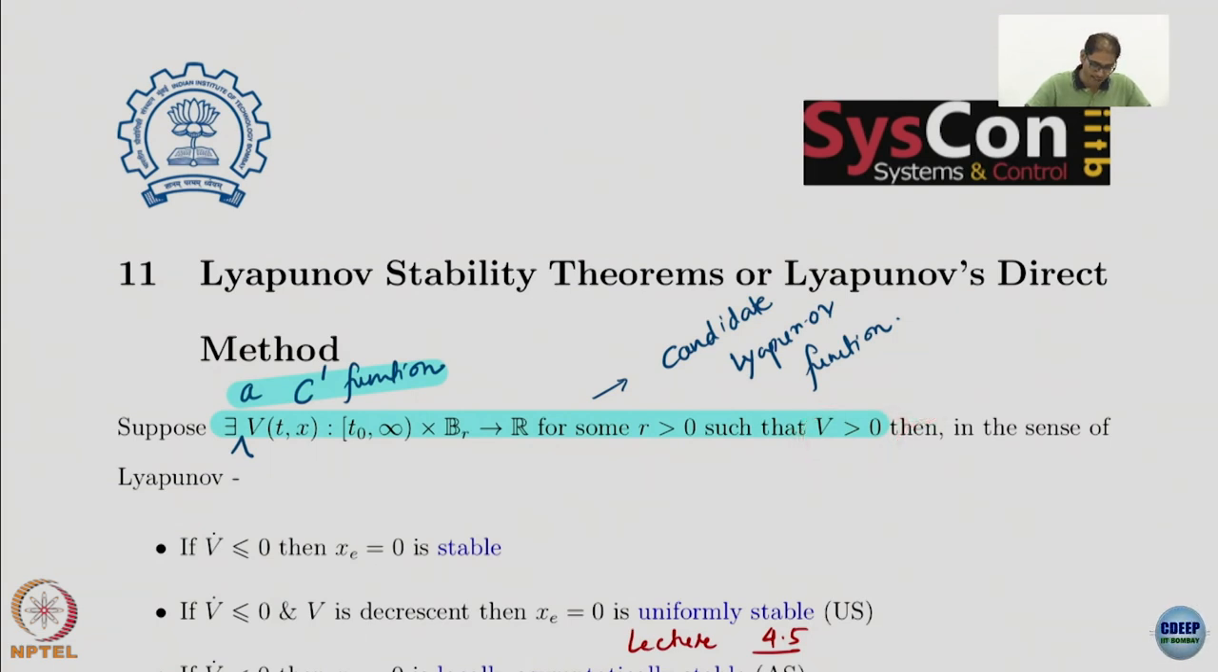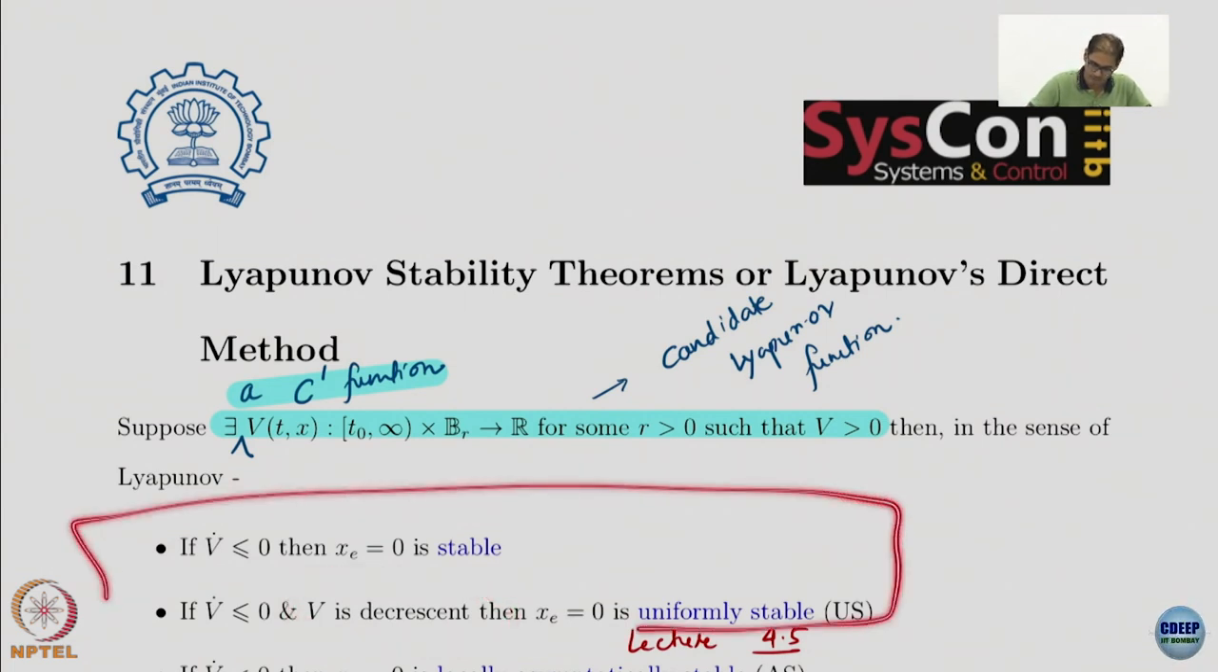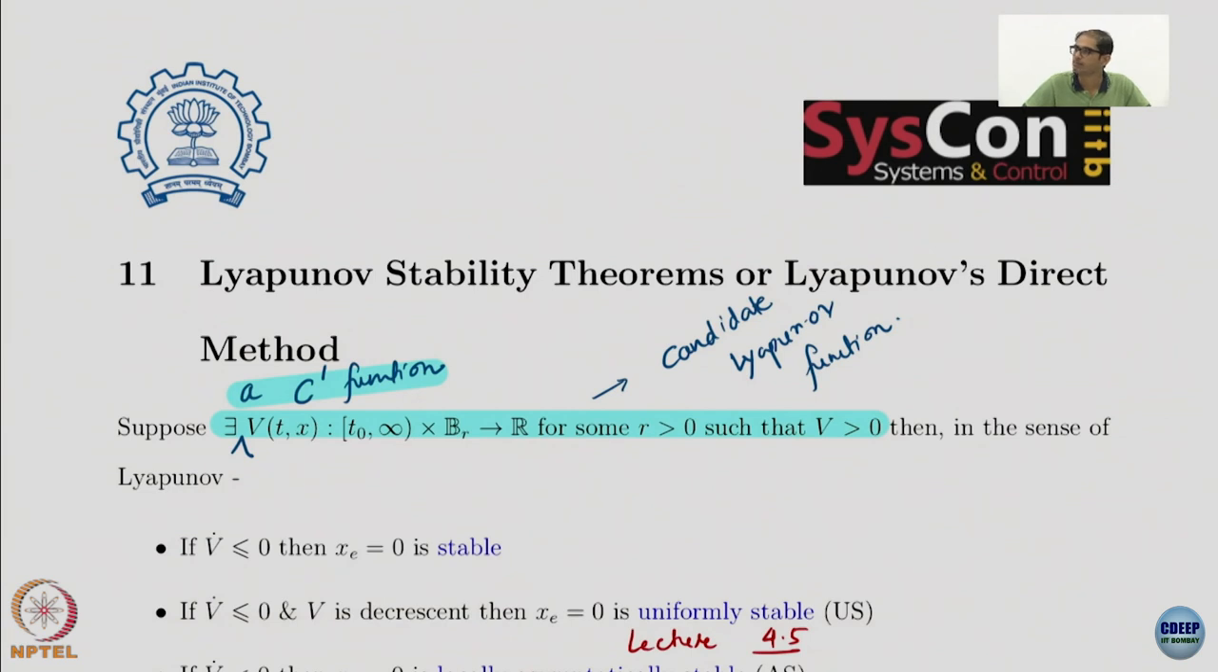And then we say that the system is stable if the derivative of V, the way we defined it, is negative semi-definite. Only semi-definiteness is required. And further, if V was also decrescent, then you have uniform stability. You can already see the simplicity of this result. Once you have a V, evaluating stability is super easy. Of course, remember, nothing is easy.